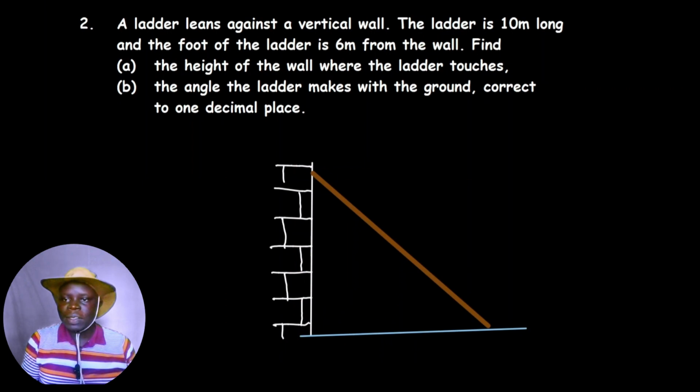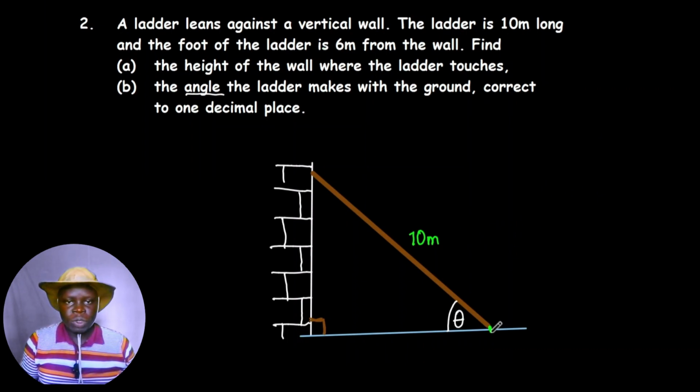And here, this is 90 degrees to the ground. So we have some angle here, theta, where the ladder touches the ground, and here it is touching the wall, because we are asked to find the angle the ladder makes with the ground. So we can call it theta. Now, let's take a look. The ladder is 10 meters long, so this is 10 meters long, and the foot of the ladder is 6 meters from the wall.